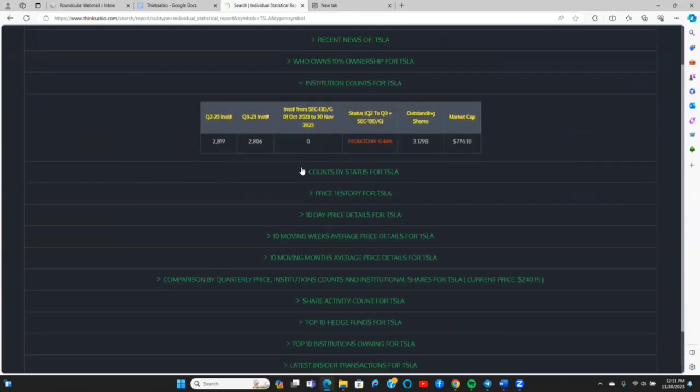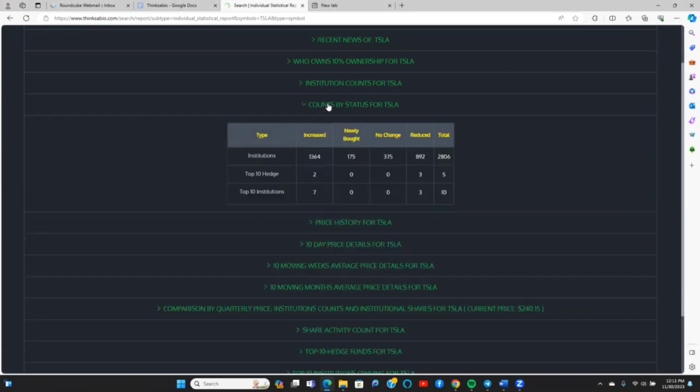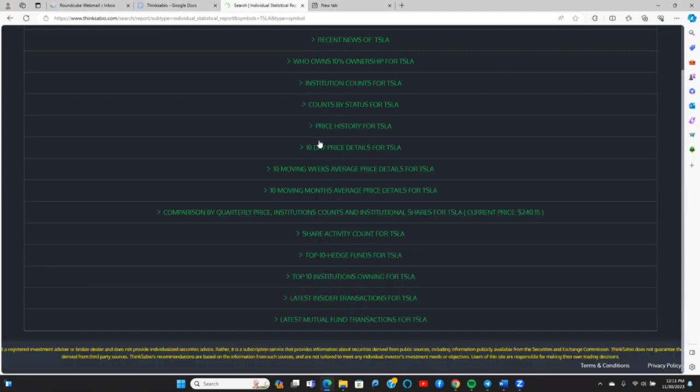Institution count. This looks at how many institutions are investing in a particular stock in the latest quarter, and how that has changed from the previous quarter. So then we have counts by status. So how many institutions and top 10 hedge funds and top 10 institutions are looking at something.